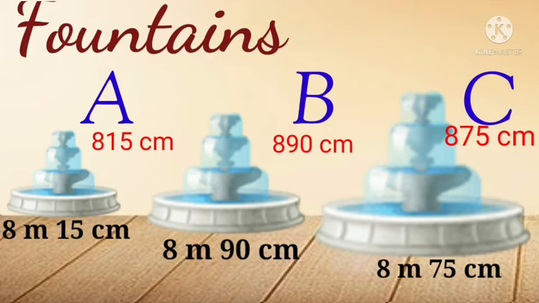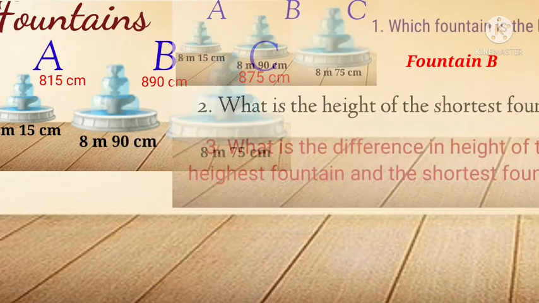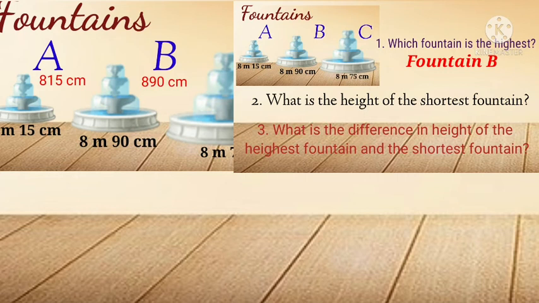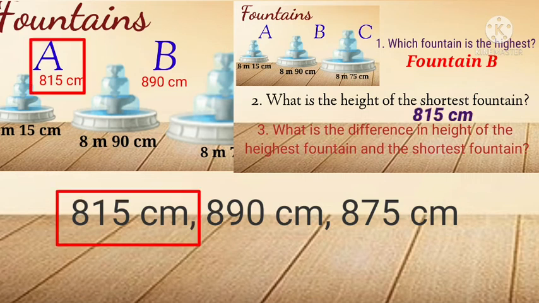So, the height of each fountain can be written like this. From this, we can find out the answers for the rest of the questions. The second question is, what is the height of the shortest fountain? Among 815 centimeters, 890 centimeters, 875 centimeters, 815 centimeters is the shortest height. So, the fountain A is the shortest fountain.